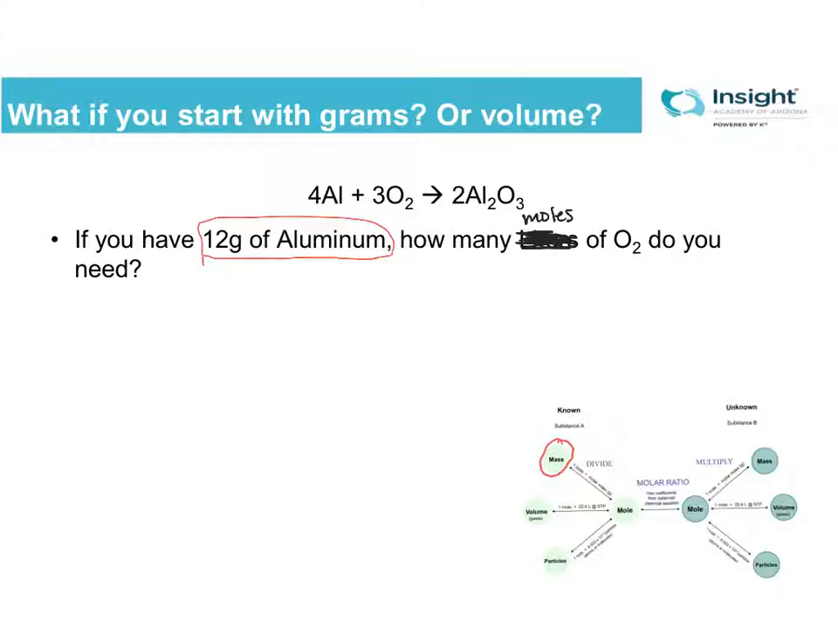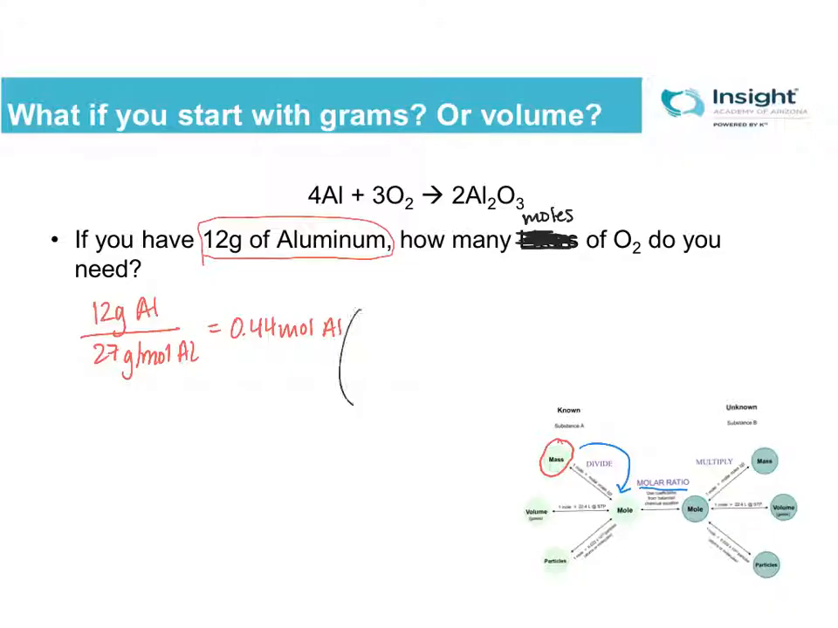So you've got 12 grams of aluminum, and I'm going to divide that by, rounds to, 27 grams per mole. Which is going to give me, let's see what that is, 12 divided by 27, 0.44 moles of aluminum.